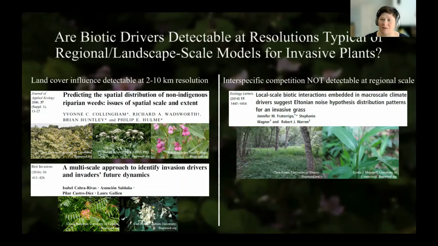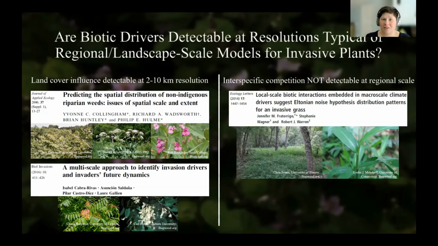previously recognized. In invasive species, I just put a few examples here. There's really not a whole lot of examples with invasive plants, but there's some evidence that at these fairly coarse resolutions of regional scale models, we can detect the influence of land cover at like a 2 to 10 kilometer resolution in these models, and they can actually improve the models when you include land cover.